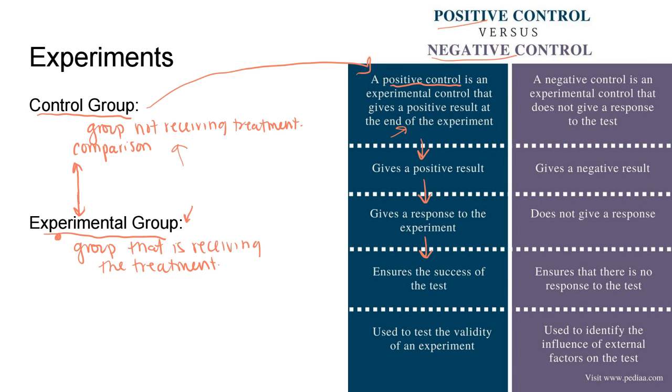A negative control is the opposite. A negative control is an experimental control that does not give a response to the test. Again, the scientist determines how they're going to do this.